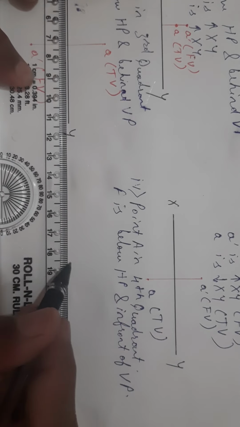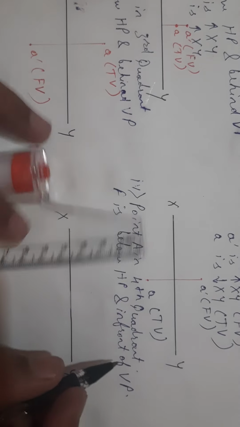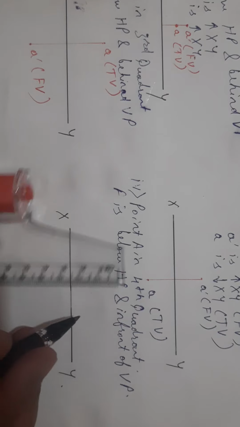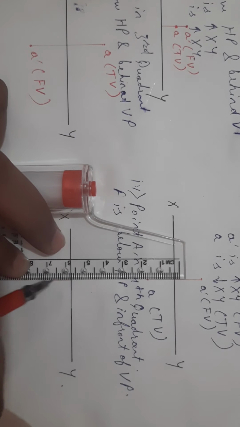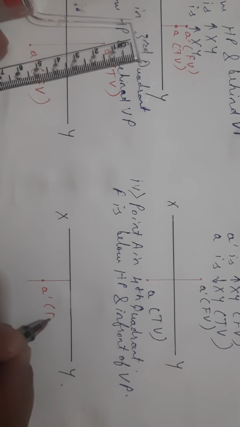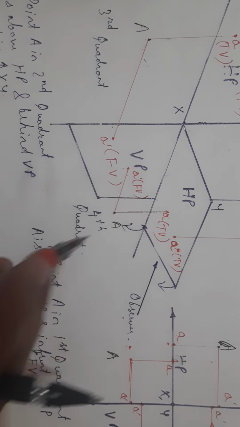So I draw this XY line as it is. Now for the location of A dash, yes friends, I want you all to think: A dash for sure is below the XY line. Let me mention it as A dash, that is the front view, is below the XY line. Why? Because you can see it very clearly. A dash, the front view, is below the XY line. What will happen to A?